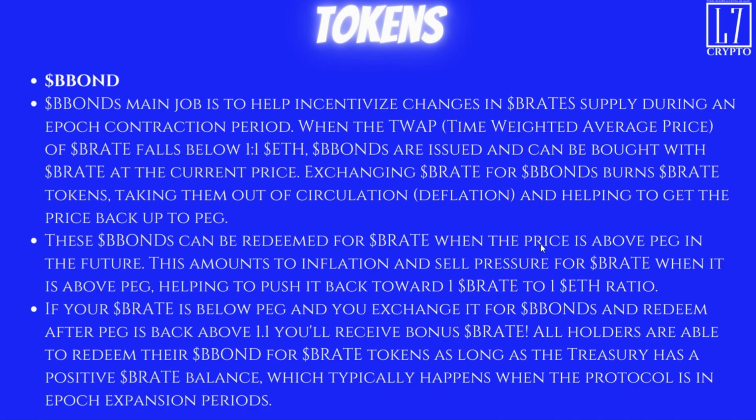I'm not going to read all of this. These B bonds can be redeemed for B rate when the price is above peg in the future. Now, if your B rate is below peg and you exchange it for B bonds and redeem after peg is back above 1.1, you'll receive bonus B rate. Please overstand, all holders are able to redeem their B bonds for B rate tokens as long as the treasury has a positive B rate balance. Those are the tokens.